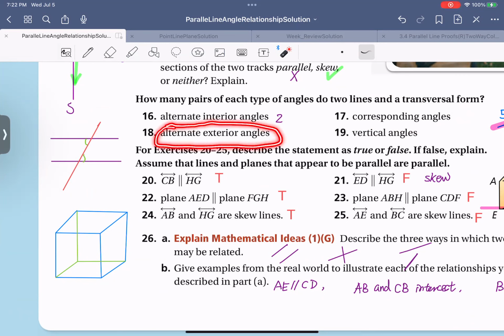How many pairs of alternate exterior angles? This guy? 2. Yeah, so this is the first pair. This is the second pair, so it's 2. Very good. One more, please, Jeffrey. Vertical angles. The angle here and here are vertical. The angle here and here, yes. Good job. Very good, Jeffrey. Thank you.